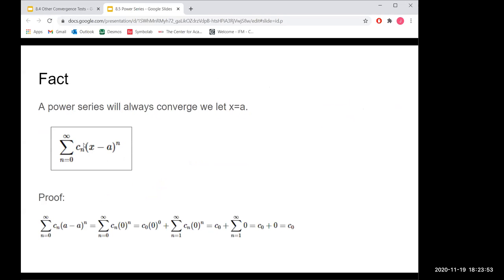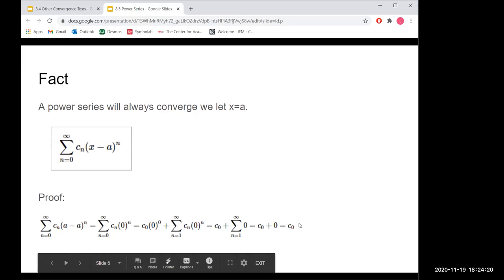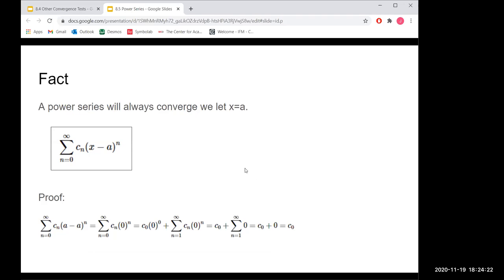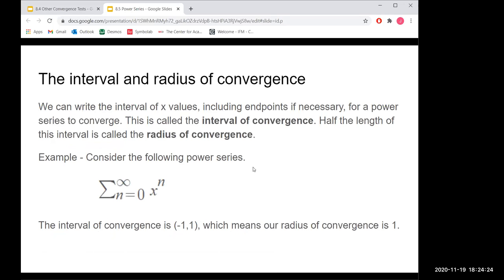Okay, so we said that there are certain x values that will make a power series converge. There's a special case: if you let the x value equal a, so if you let the center equal the x value, that will always give you a convergent series. So yeah, here's a proof. I pasted it because it was very short.